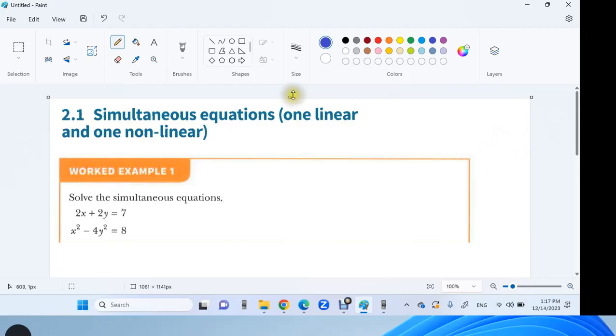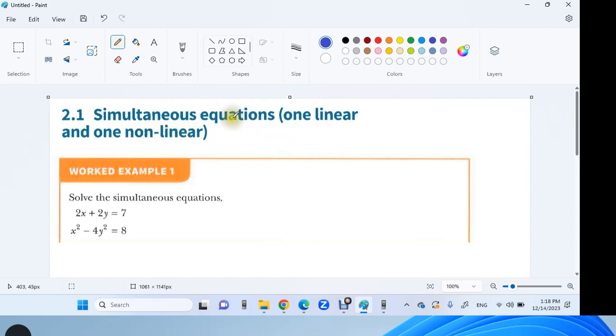We want to solve simultaneous equations. The simultaneous equations that we learn in MX are slightly different from the simultaneous equations that we learn in Year 7, Year 8, Year 9. What is their difference? We have one linear equation and one non-linear equation.